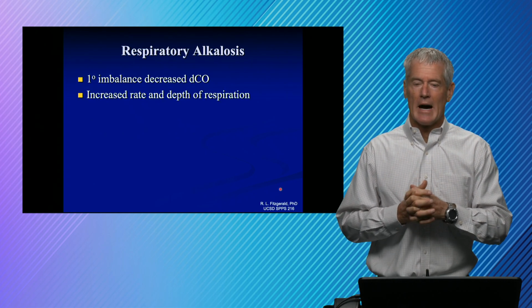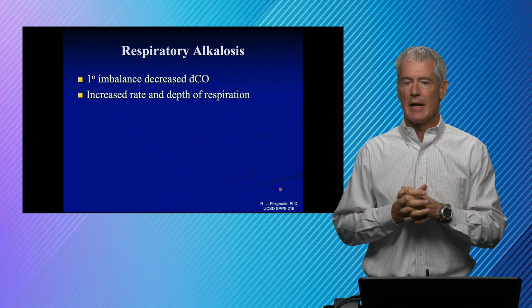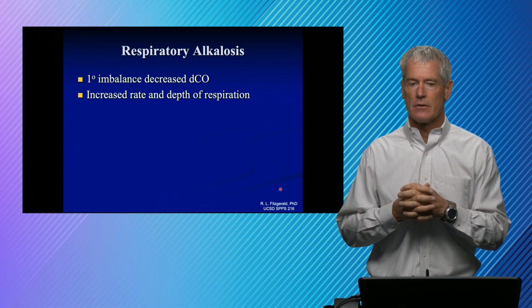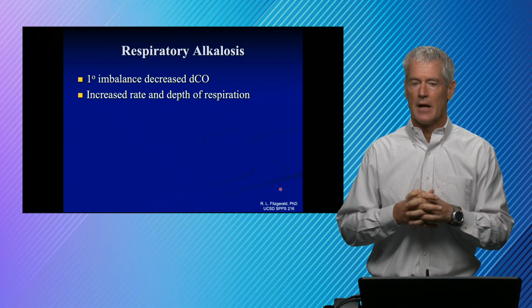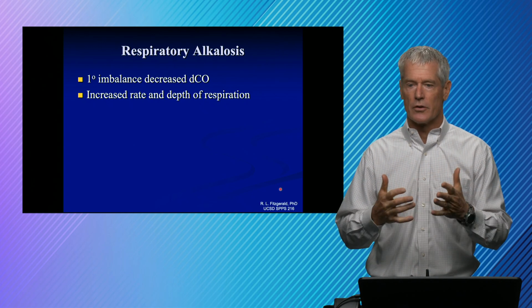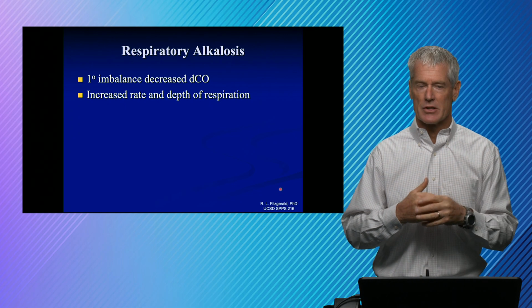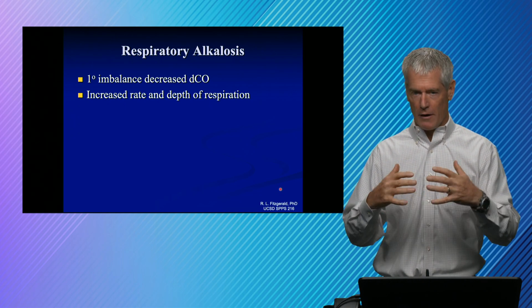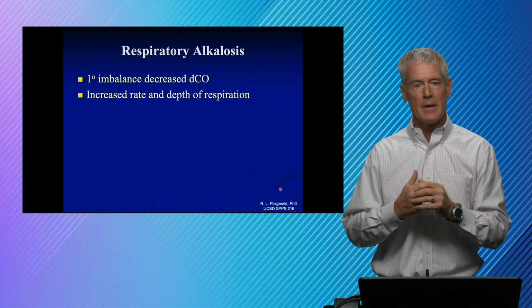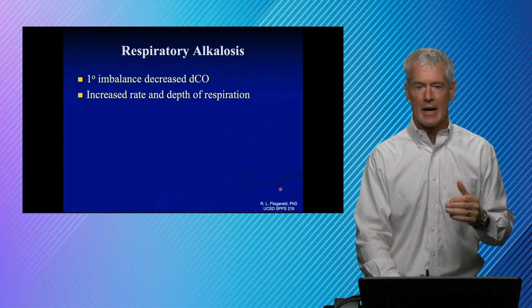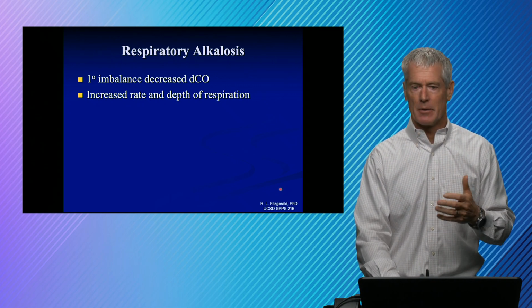So a respiratory alkalosis is not enough acid. It's a decreased PCO2 or dissolved CO2, and it's caused by increased respiration. So breathing rapidly, you blow off PCO2, and you become alkalotic. That can happen at high altitudes. That can happen with stimulants.